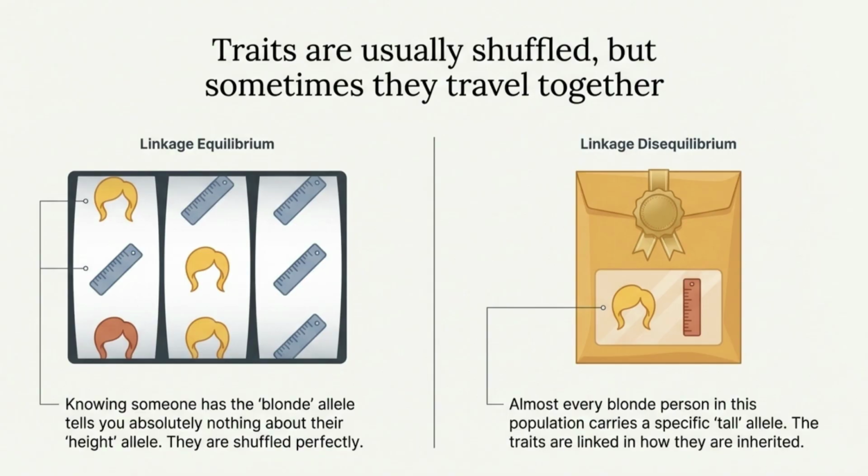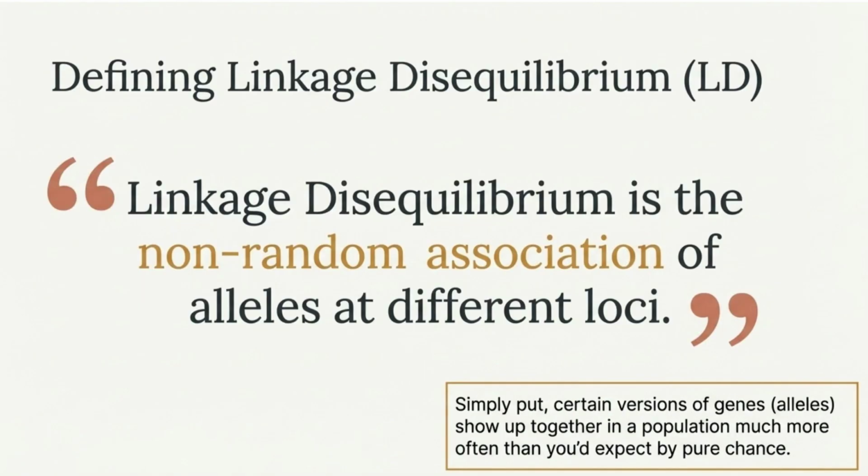On the left, you've got linkage equilibrium. That's the perfect lottery I was talking about. Your gene for hair color has absolutely nothing to do with your gene for height. It's a perfect shuffle every time. But on the right, you have linkage disequilibrium, our package deal. This is where you might notice that in a population, a specific version of a hair color gene and a specific version of a height gene are almost always inherited together. They are linked, they are packaged.